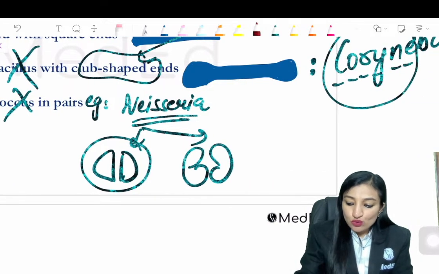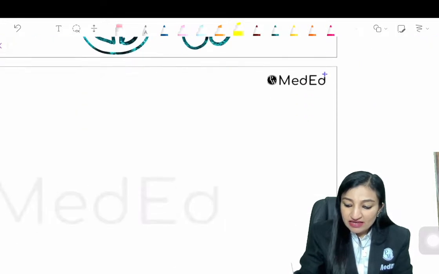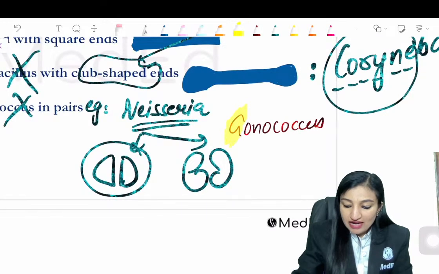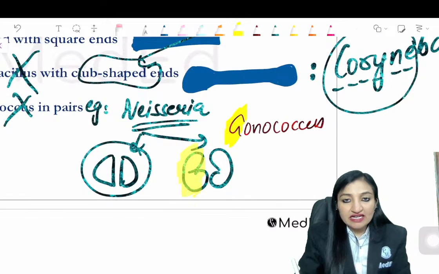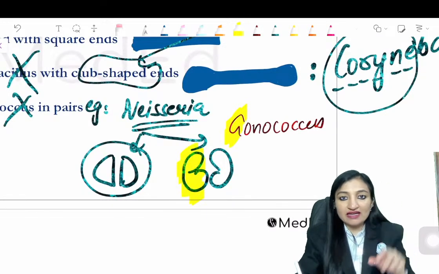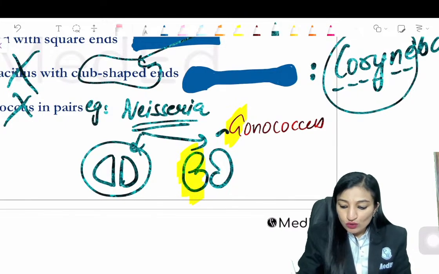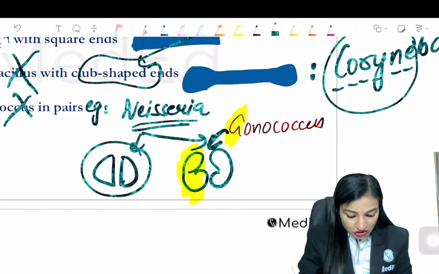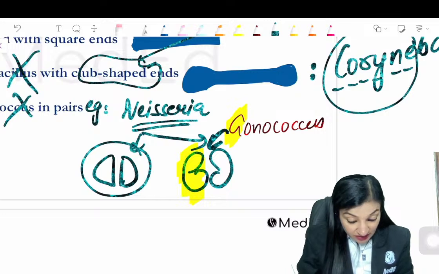Remember, how do we write gonococcus? G-O-N-O, gonococcus. Now let me highlight the letter G. This G looks very similar to this kidney or bean shaped diagram, isn't it? So gonococcus is kidney shaped or bean shaped. Yes, Vignesh, absolutely right.